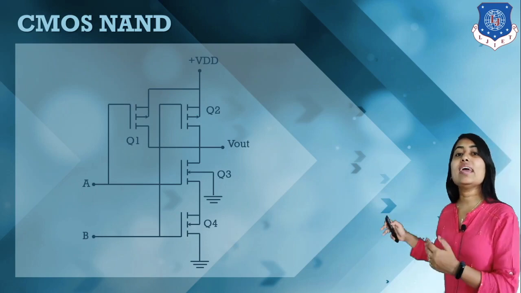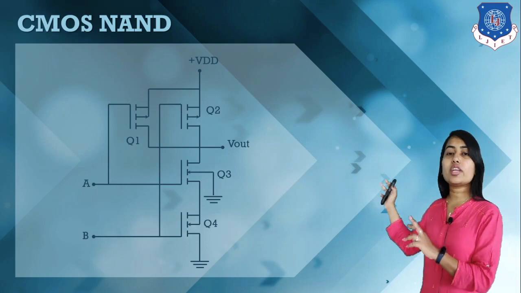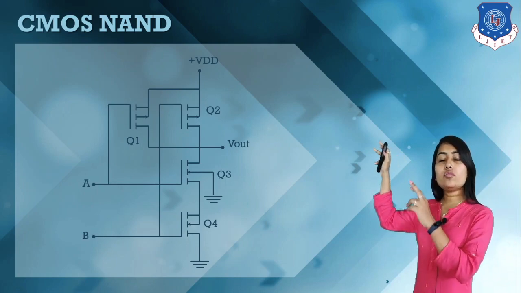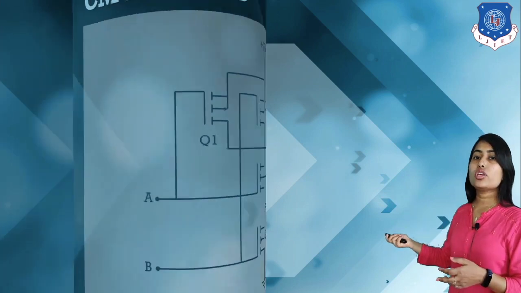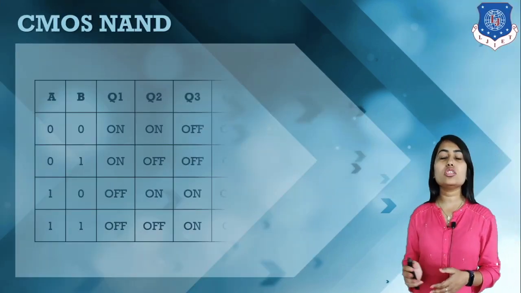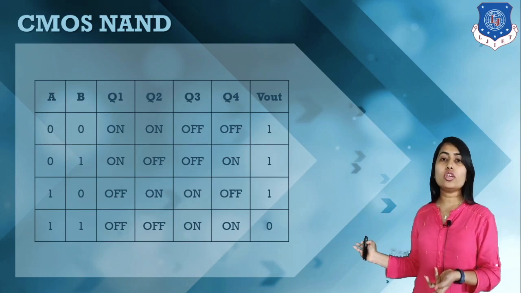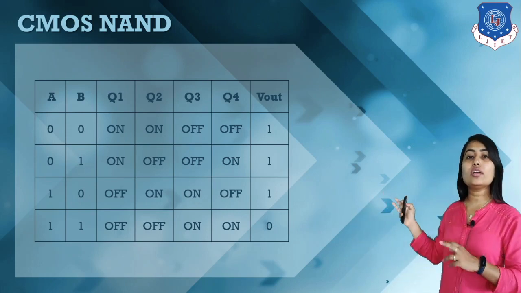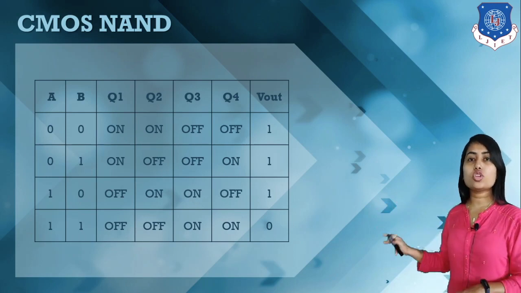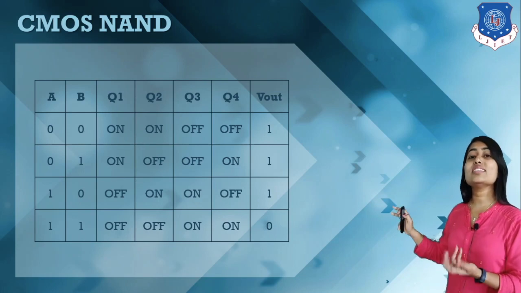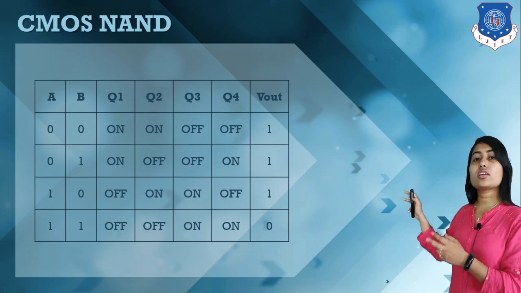But if A and B are equal to 1, the N channel MOSFETs are on and the P channel MOSFETs are off, so VDD cannot flow through the P channel MOSFETs, so at the output side we have a 0. Here we have a table showing how this circuit works. When any of the inputs are 0, Q1 or Q2 is off according to that 0, and Q3 and Q4 are exactly opposite of Q1 and Q2. According to that we have output equal to 1.